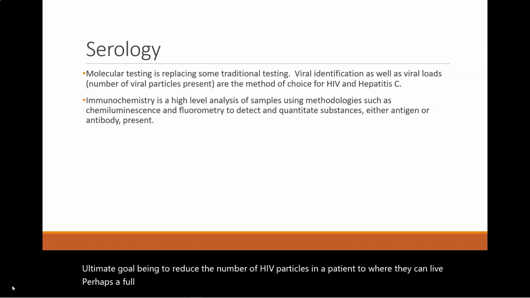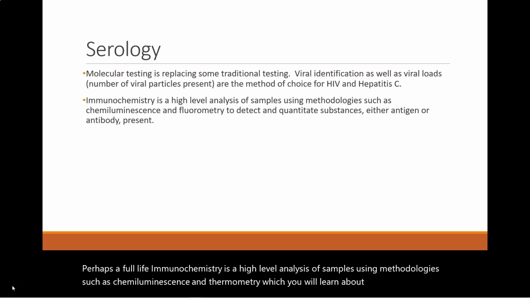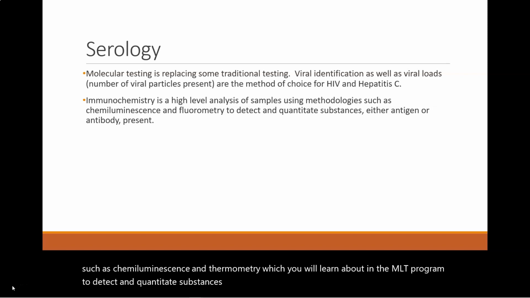Immunochemistry is a high-level analysis of samples using methodologies such as chemiluminescence and fluorometry, which you will learn about in the MLT program, to detect and quantitate substances, either antigen or antibody, that may be present.